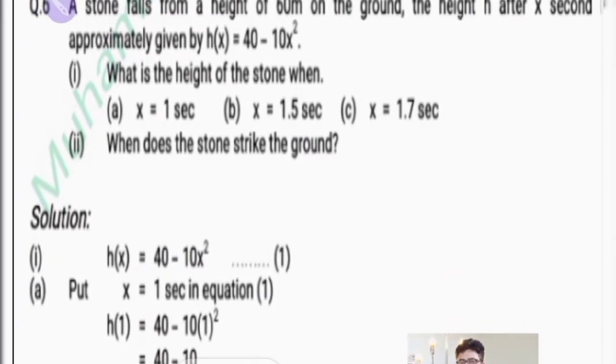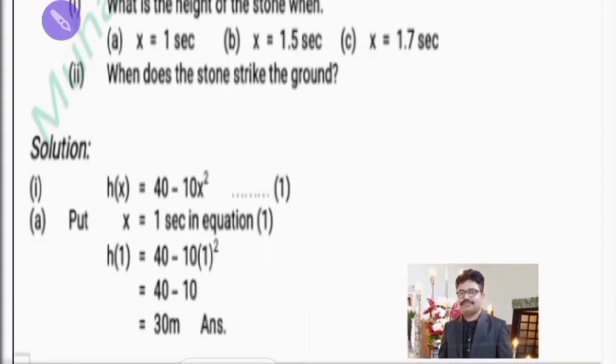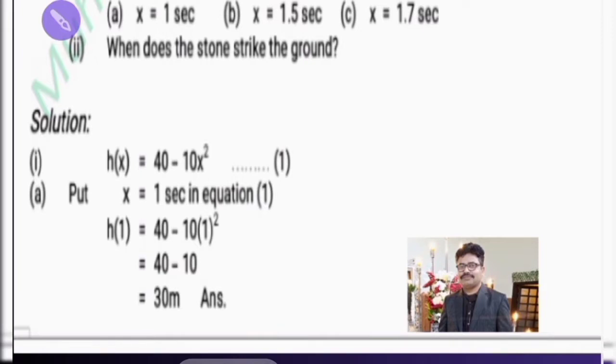Here is a function h of x is equal to 40 minus 10x square. He is asking the height at x is equal to 1 second, and part B x is equal to 1.5 second, and part C x is equal to 1.7 second. Part 1 has A, B and C part, so we are going to simplify the first part, and it's A part. Here is a function h of x, that is 40 minus 10x square.